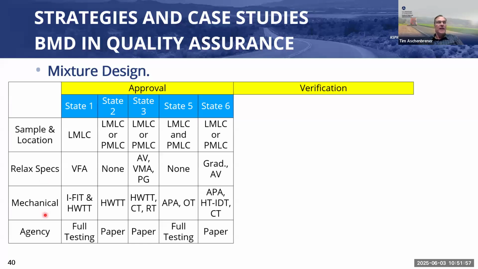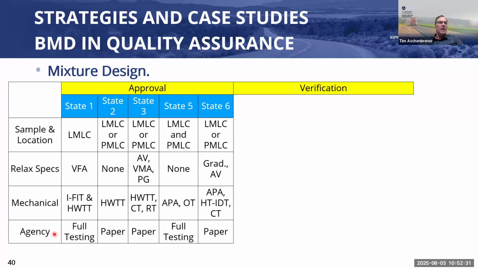When we look at the mechanical tests as we set this up, it seems like every state's focusing on rutting and cracking. And so for rutting, we're primarily seeing the Hamburg wheel track test, the ideal RT, and the asphalt pavement analyzer, and then the high temperature IDT. Along with that rutting, states have picked some cracking tests, the Illinois Flexibility Index test, the ideal CT, the overlay test are the common cracking tests.